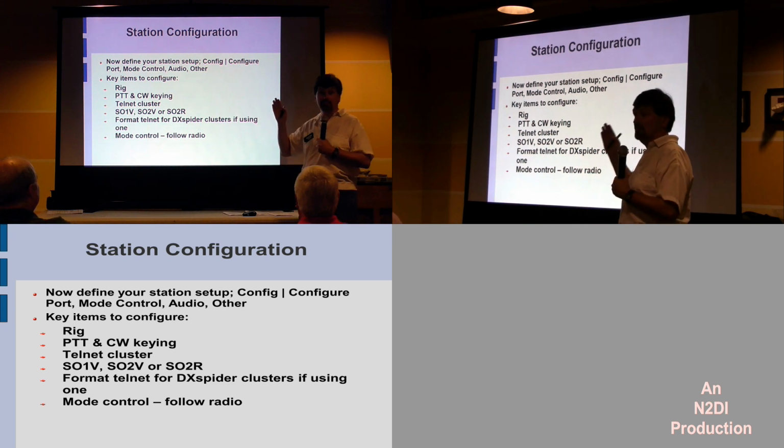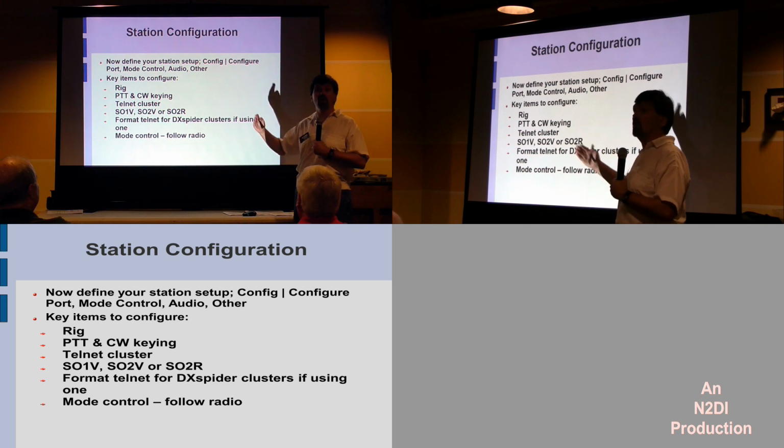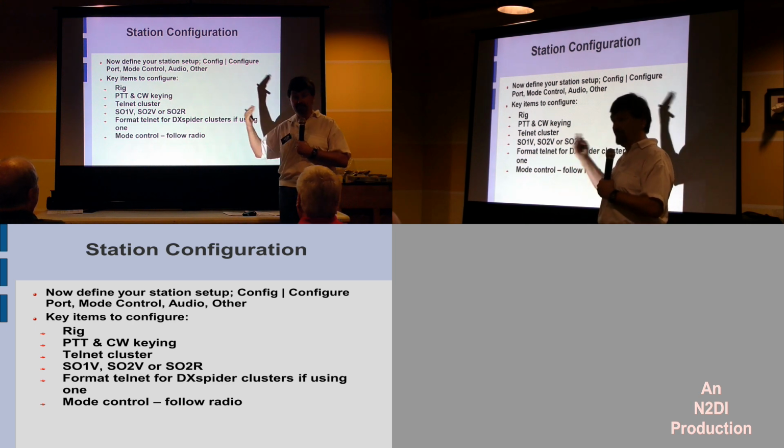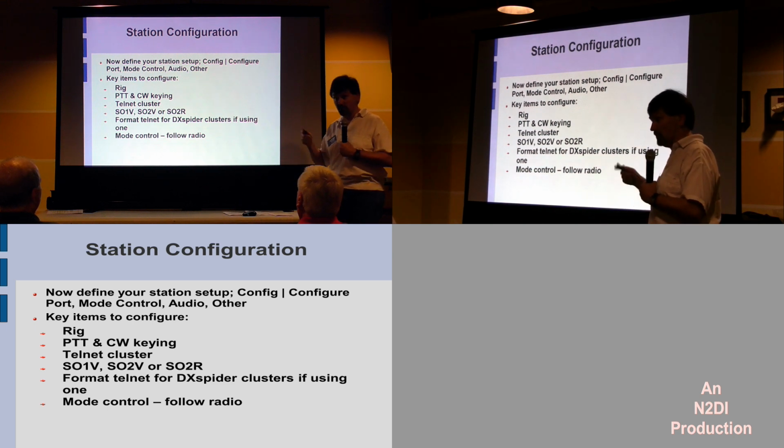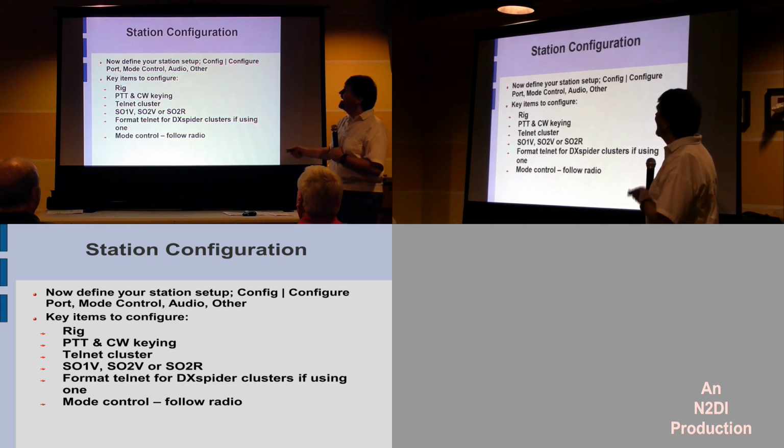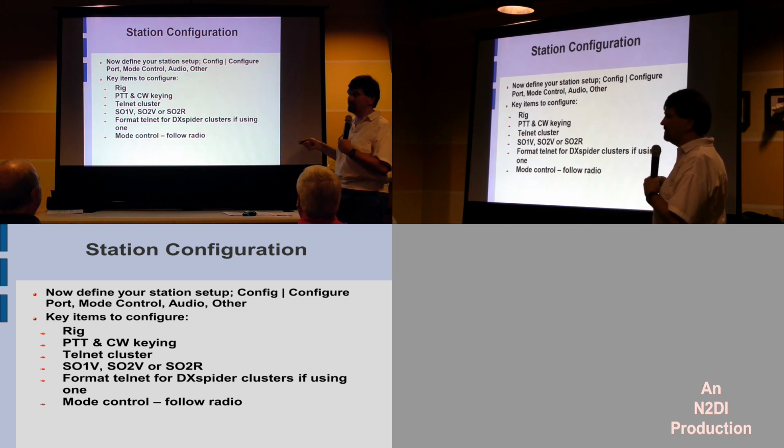And N1MM, of its shining stars, that's half of it. The other half of it is telnet access. Oh, that's the other third of it. The final third is the rest of the program. You set up PTT and CW keying, what telnet cluster. Actually, I didn't update that. That's now moved out of this into another area of the program.